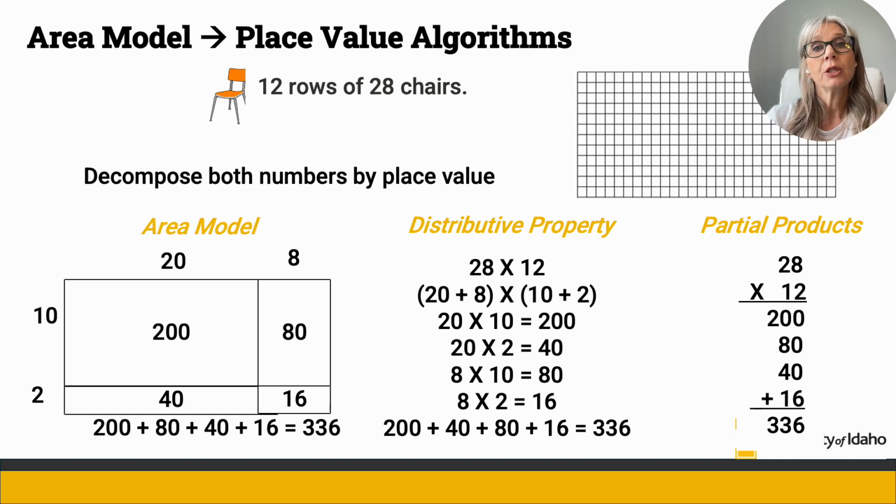For example, we could use the distributive property by doing 20 plus 8 times 10 plus 2. This gives us 4 small multiplication problems: the 20 multiplied by the 10 and then by the 2, and then the 8 multiplied by the 10 and then by the 2. This connects directly back to the area model, as you can see. And then partial products is just a different way of organizing this. Working left to right, let's take a walk through how these models progress.